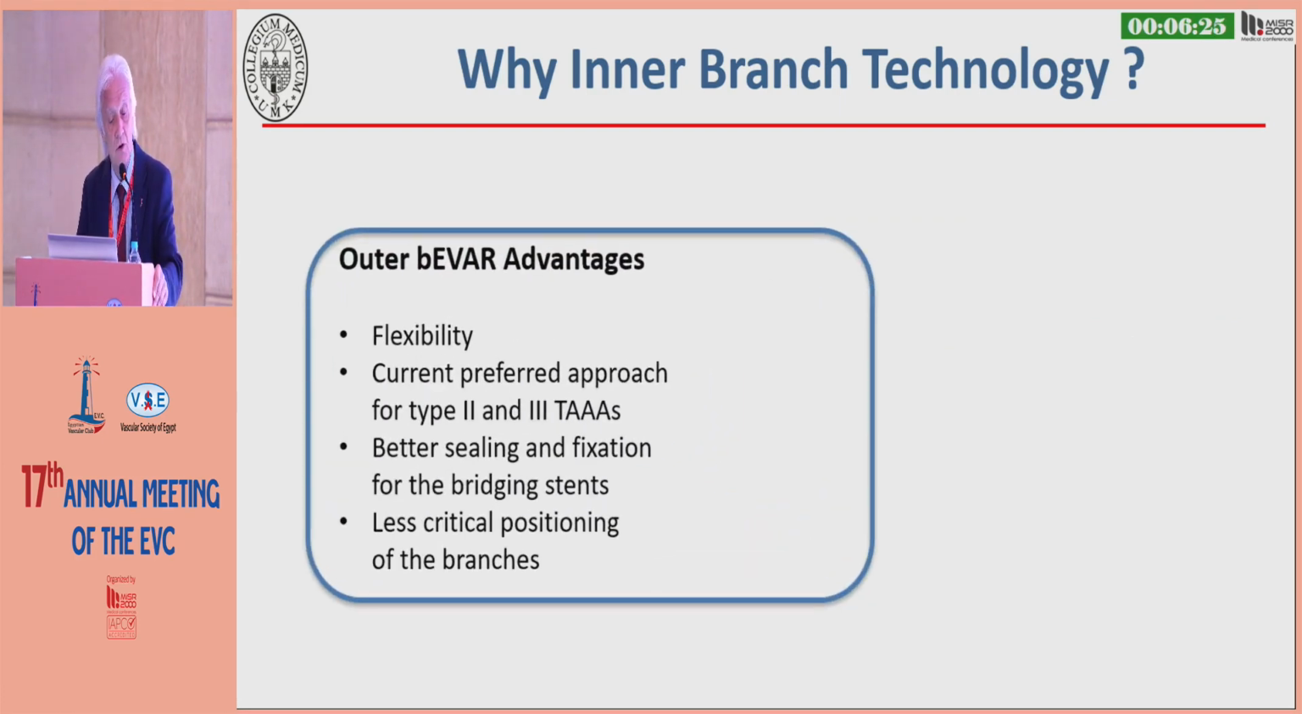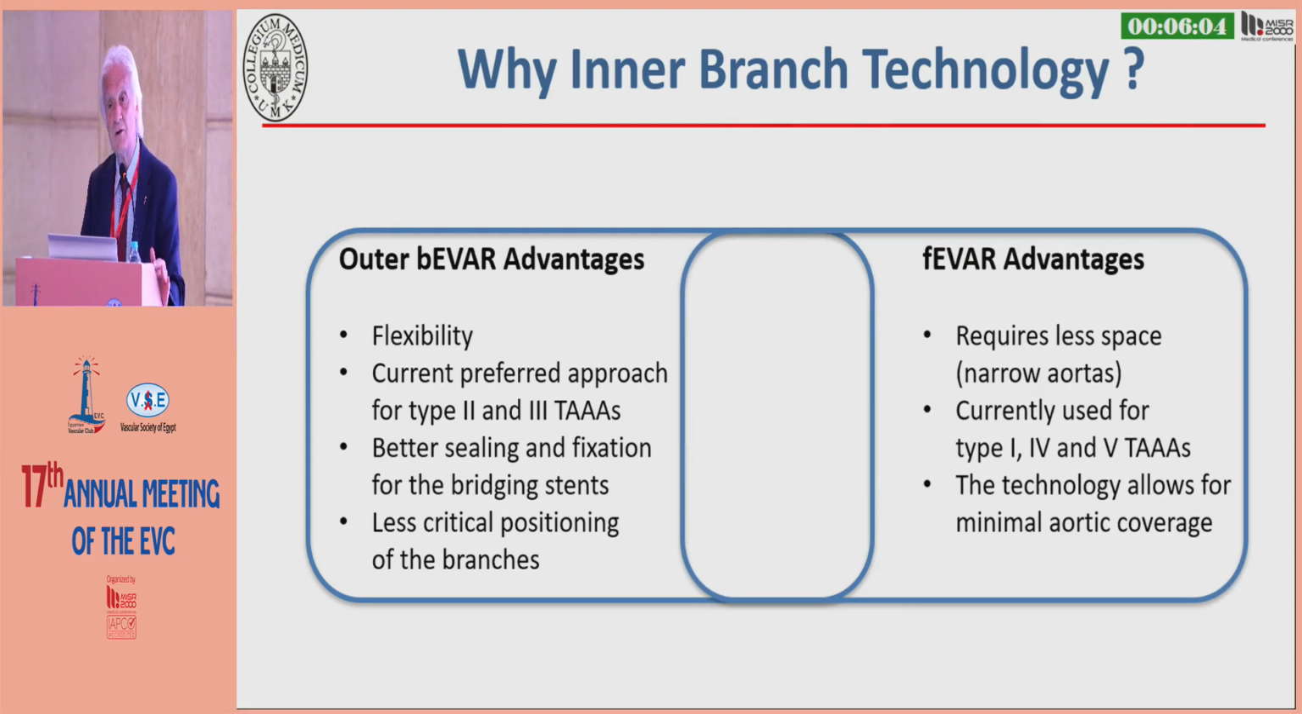So what are the advantages of the outer BEVAR? This is the flexibility. Currently preferred approaches for the type 2 and 3 thoracoabdominal aortic aneurysm. They provide a better sealing and fixation for the bridging stents, and this is less critical positioning of the branches in the stent graft. If we look on the other side at the fenestrated EVAR, that requires less space, and so that means it is devoted for the narrow aortas, currently used for the type 1, 4, and 5 thoracoabdominal aortic aneurysm, and the technology allows us minimal aortic coverage.